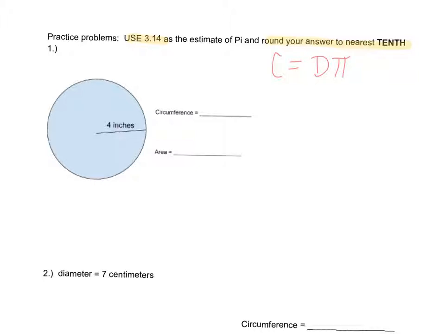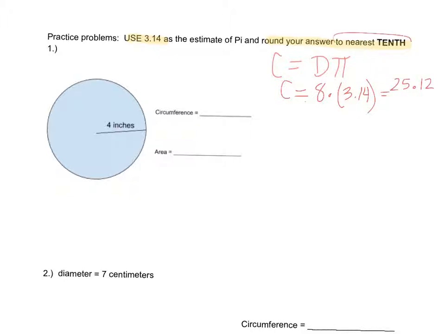Then, because the radius is 4 and I'm using diameter, I know the diameter has to be what? 8. So you would then say, okay, that means that the circumference is 8 times pi, and pi is 3.14. So far, this is the work I expect to see. When you multiply it out, you get 25.12.